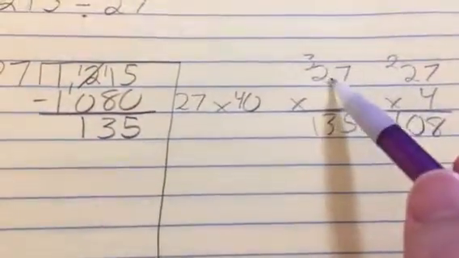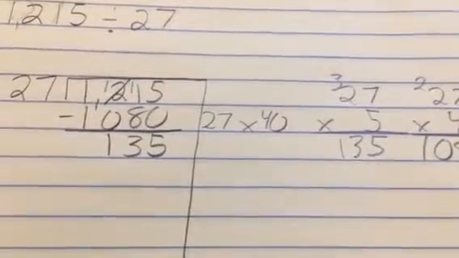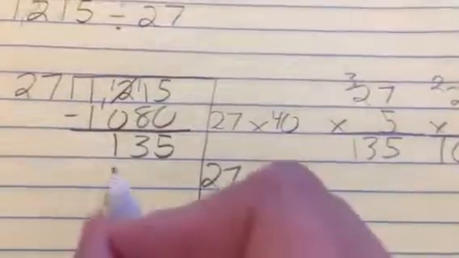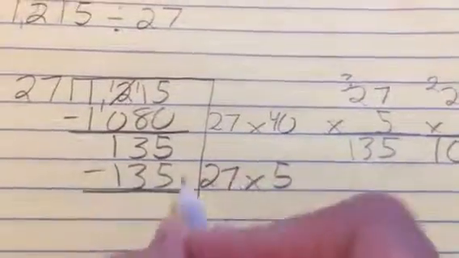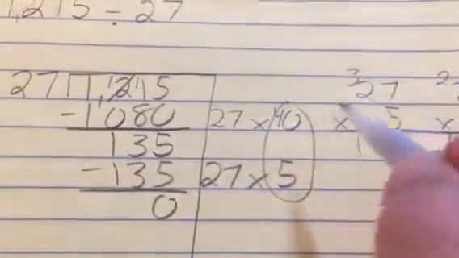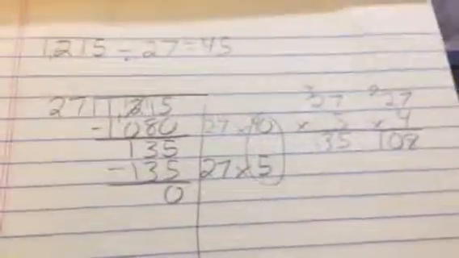Look, off to the side, we already did 27 times 5. 27 times 5 equals 135. So 27 times 5 is 135. So 40 plus 5 would get you to 45. So 1,215 divided by 27 equals 45.